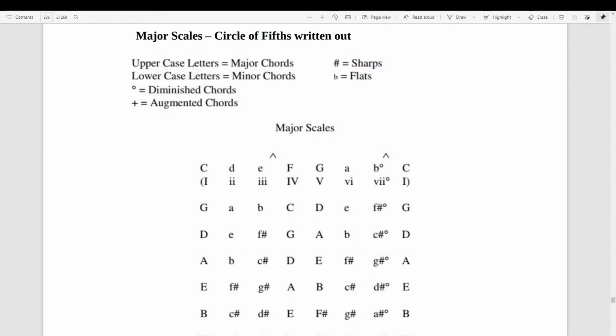Oh, where's my note? That's the problem there, right? That's the next problem. You have to know what note you're starting on. So whatever key you're in.